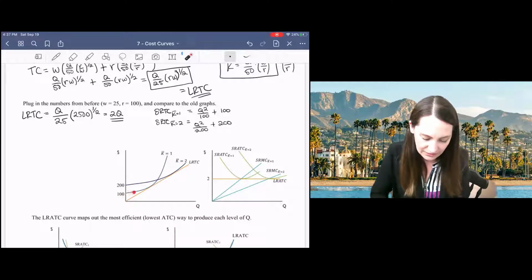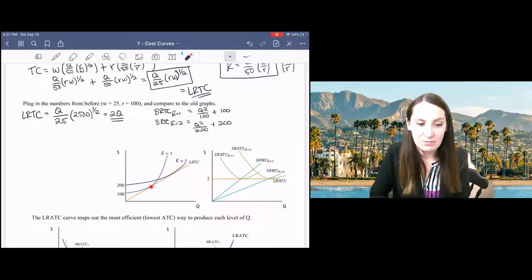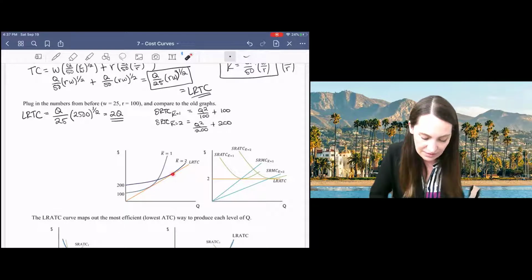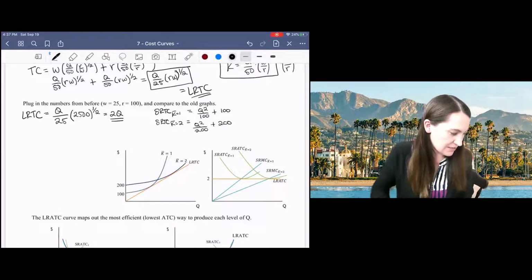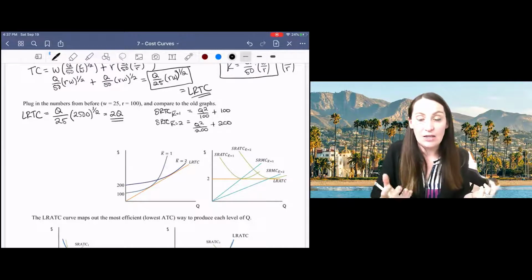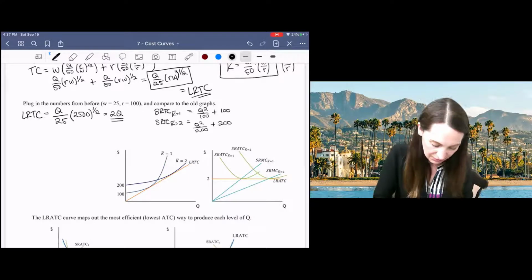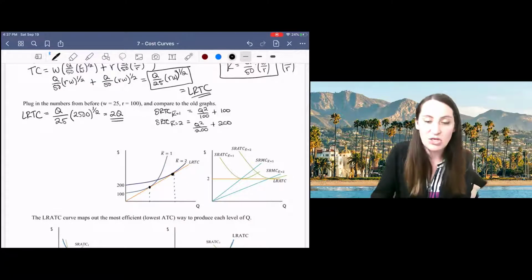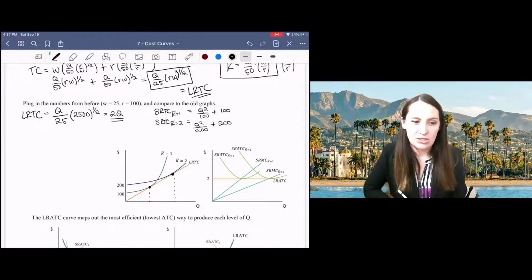Of course, I could be producing other levels of output with capital equal to 1, but this is the one that would give me the most efficient production. And same here for capital equal to 2. So we want to pay attention to those tangencies, and we can find the tangencies by setting the slopes of these curves equal to each other, right? Where is this tangency happening? Because that's where we have the most efficient production in the short run.